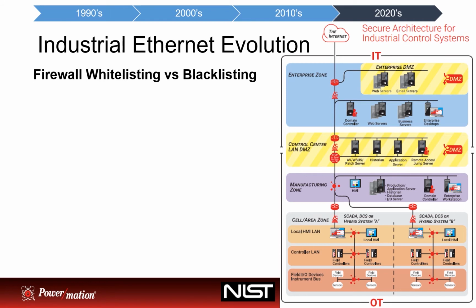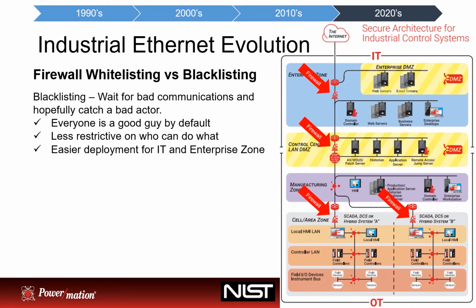There are two ways to configure a firewall. Blacklisting is used in the office environment because of the need for so many different computer services to talk to other services. It's assumed all communications is good and tries to find and stop the bad actors. It's less restrictive of what you can do and easier to deploy, but you're assuming everyone is good.